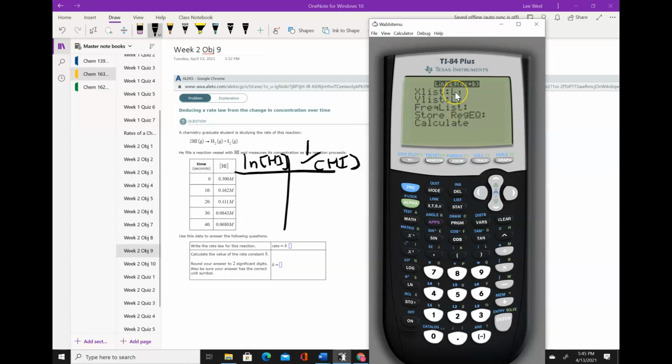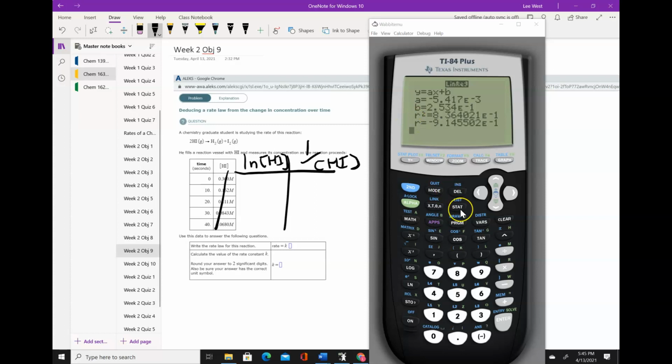So time is going to be my X values. That's always going to be my X values. And concentration is in list 2. So then I go down to calculate, and I just hit enter. And you can see that R squared is nowhere near 1. So it is not 0 order. So 0 order is not a possibility.